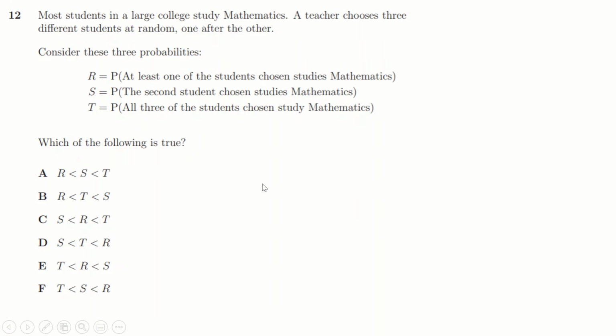Number 12. Most students in a college study maths. A teacher chooses 3 students at random, and there are these 3 probabilities.